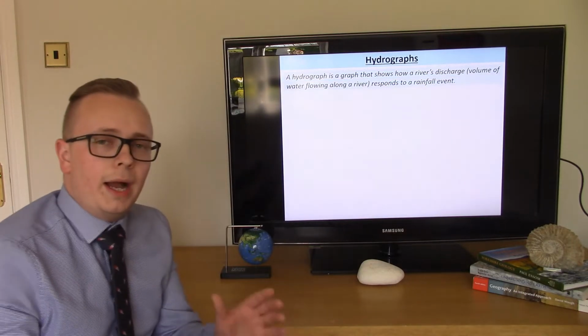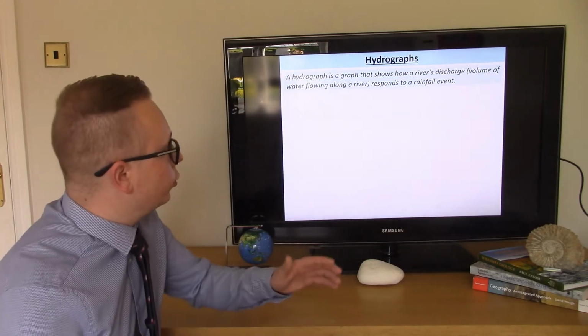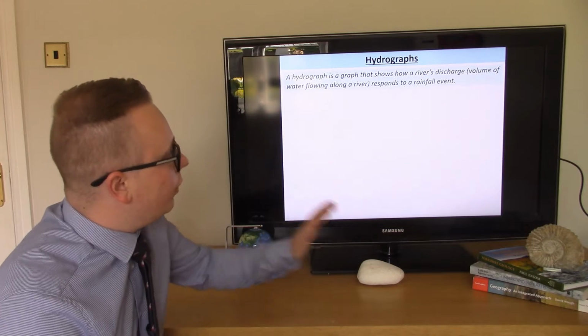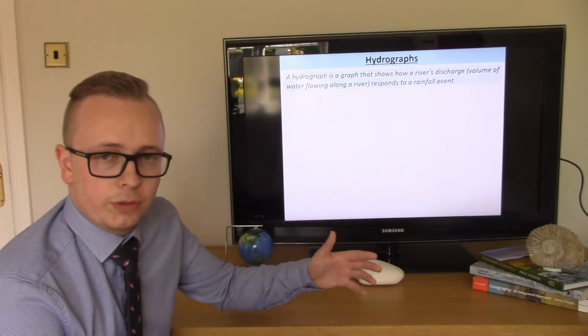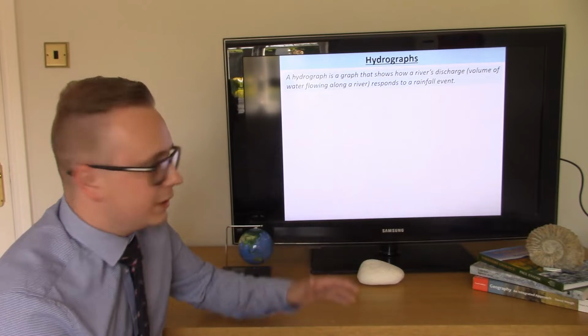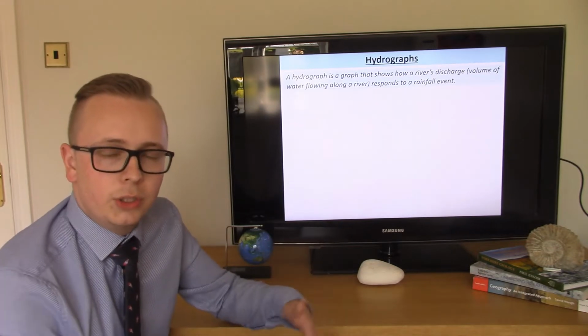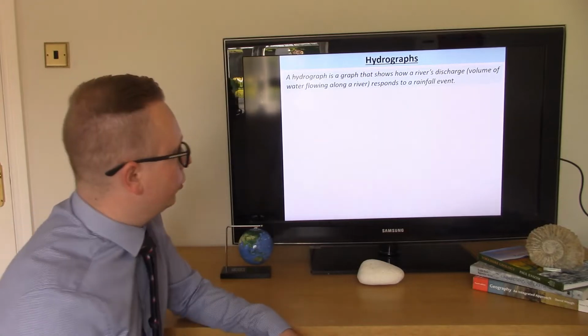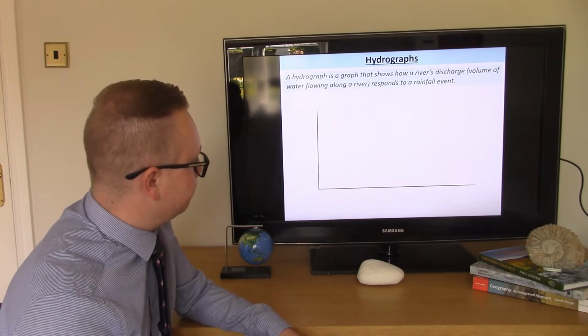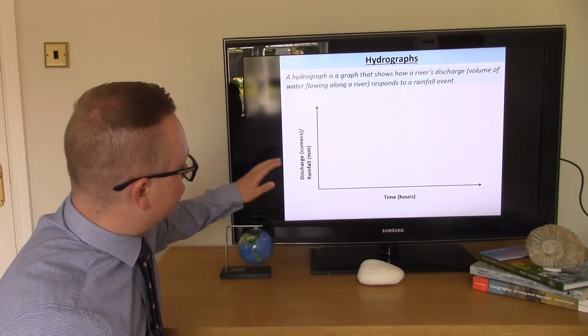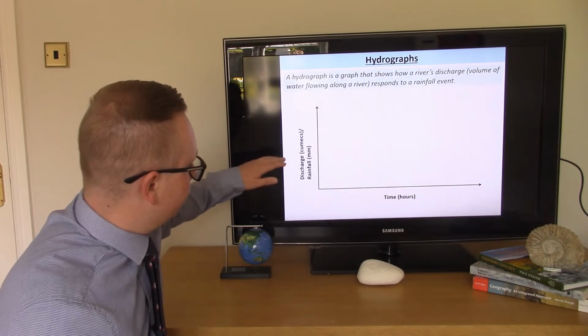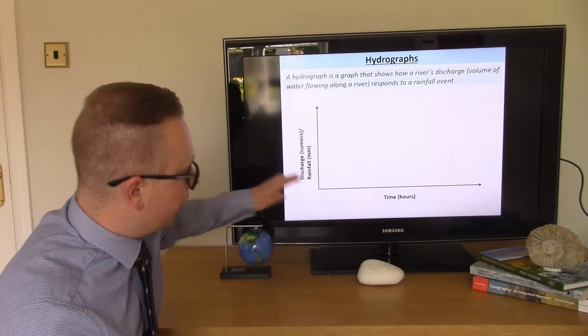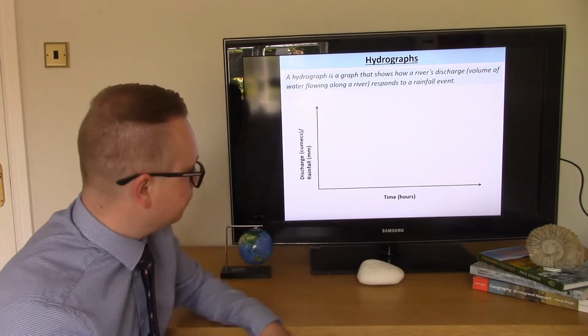So now we're going to talk about hydrographs. Now these are graphs we use to show how a river's discharge, the volume of water in the channel, how it responds to a particular rainfall event. So they're used in storm events to track how a river responds to a particular rainfall event. So we've got two sets of data here on our vertical axis. We've got discharge and rainfall, and then along the bottom we've got time.